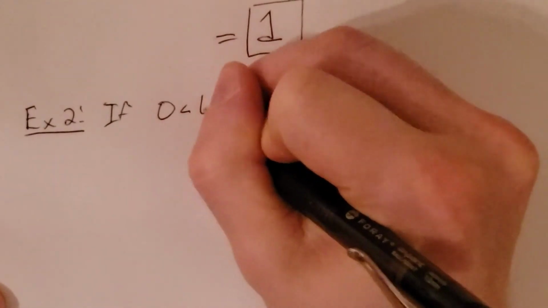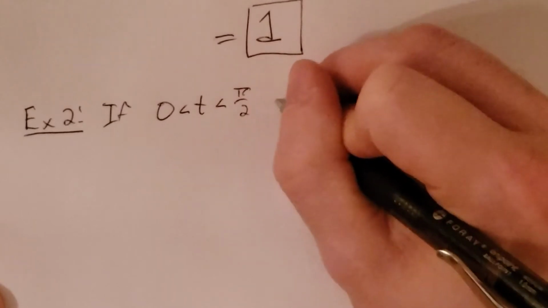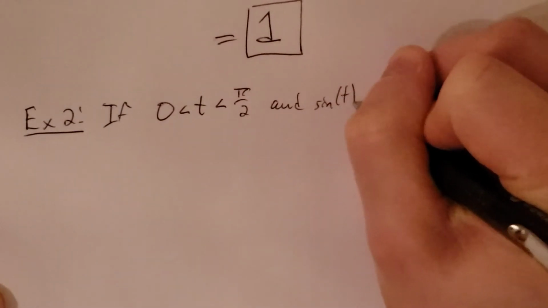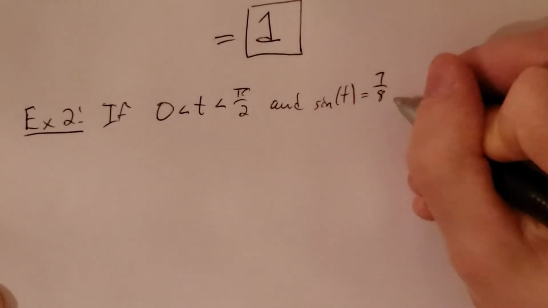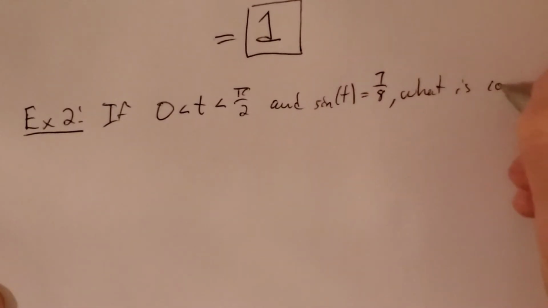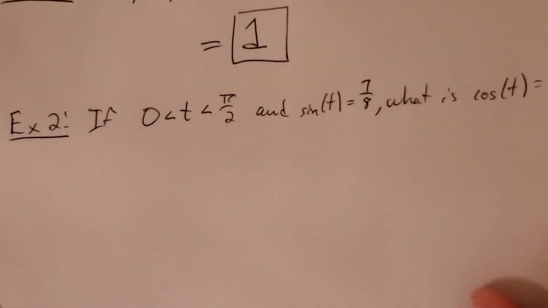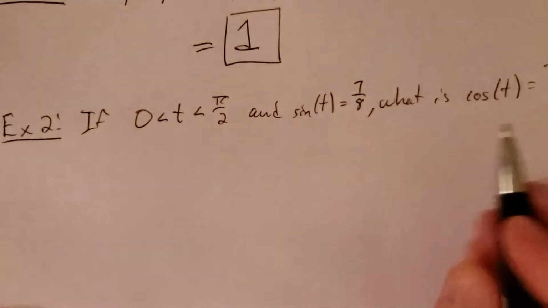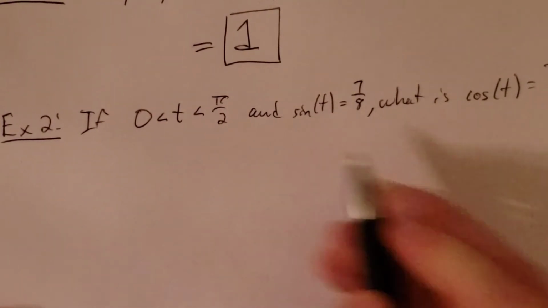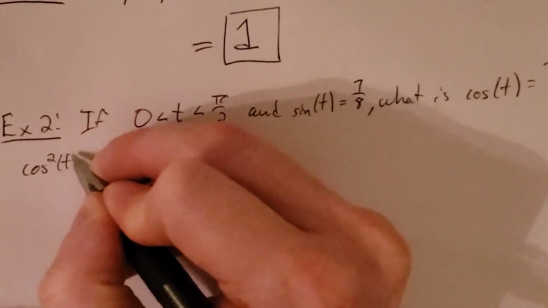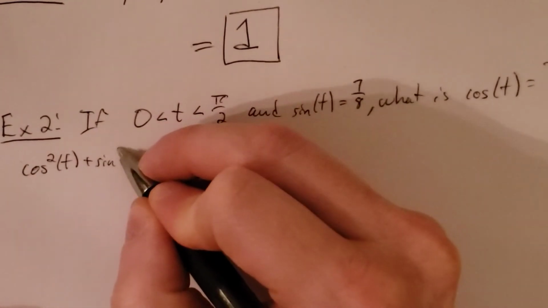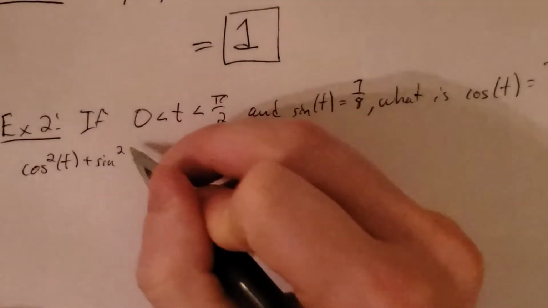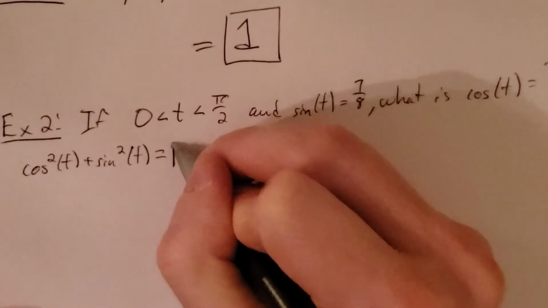Okay, let's move on to example 2. If 0 is less than t is less than pi over 2, and sine of t is equal to 7/8, what is cosine of t equal to? Well, to solve that, we use this Pythagorean identity again. Sine of t is 7/8, and we need to find cosine of t. Do we have a formula that relates these two? We do. It is cosine squared of t plus sine squared of t is equal to 1.